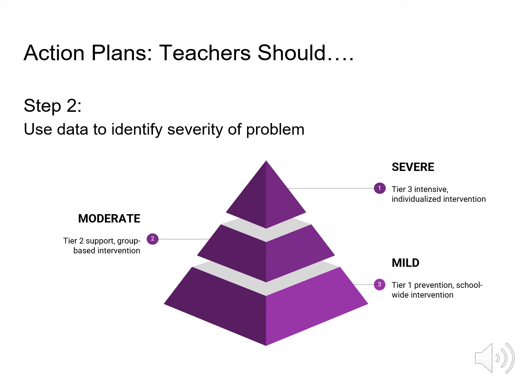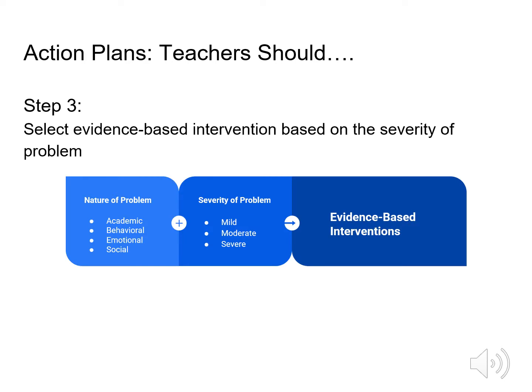Mild concerns can be addressed as part of Tier 1 prevention, school-wide intervention program. Moderate concerns should be addressed in Tier 2, small group-based intervention. When students have severe or most intensive needs, Tier 3 intensive intervention or individualized intervention should be provided. With the applicable evidence-based practices that the teachers identified, they will select the evidence-based intervention to be implemented based on the severity of the problem.